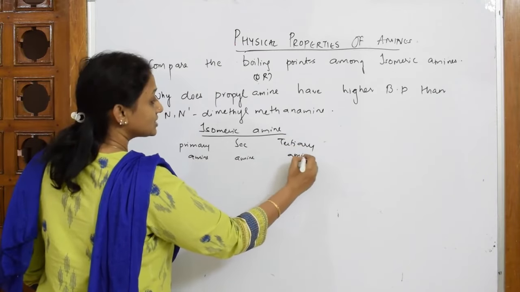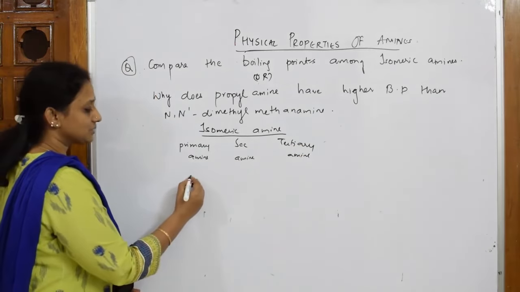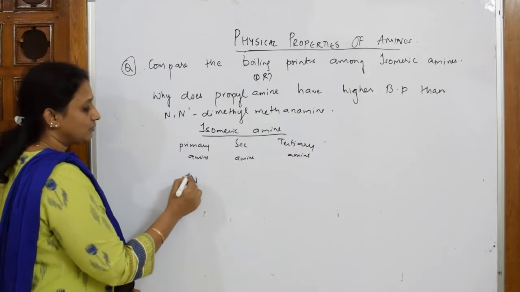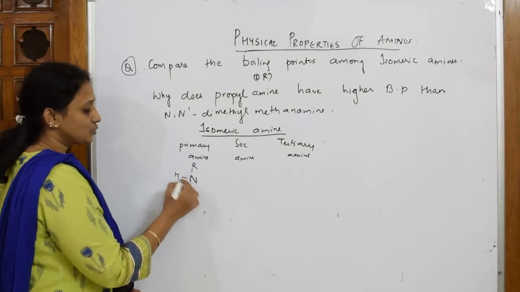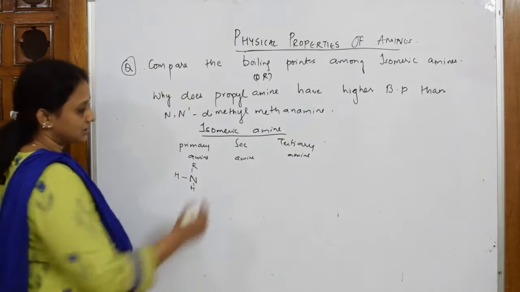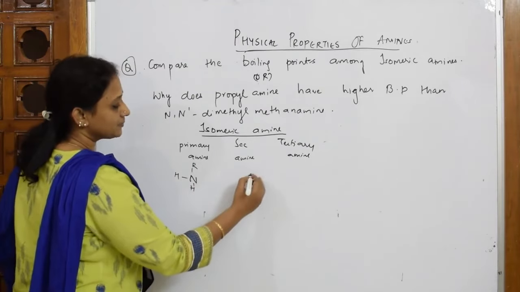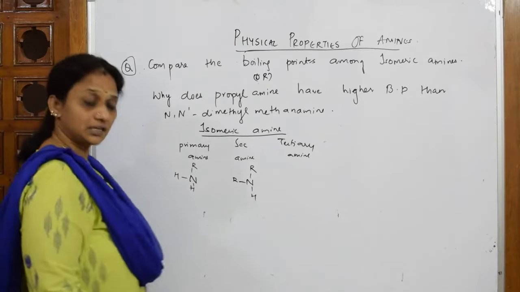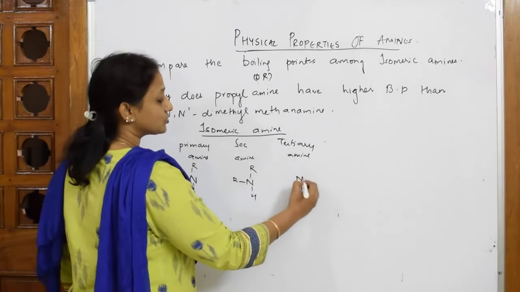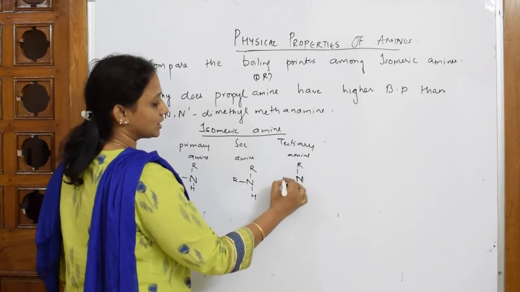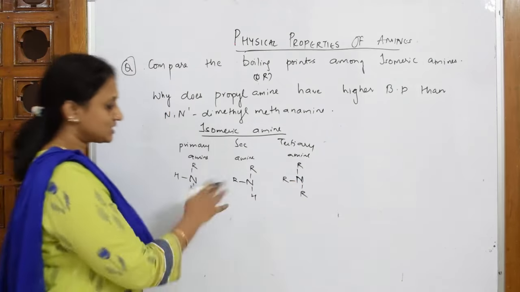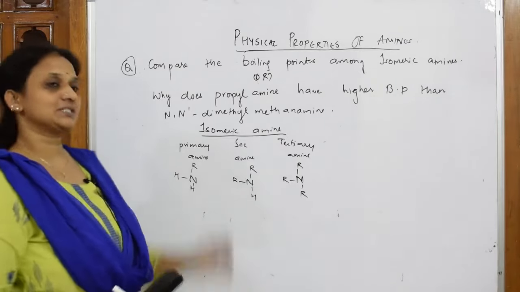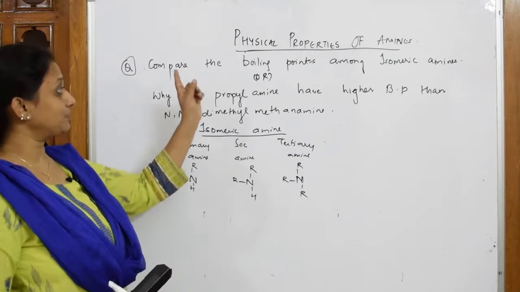What actually is a primary amine? Primary amine is nothing but nitrogen with one alkyl group and two hydrogens. Secondary amine is nitrogen with two alkyl groups and one hydrogen. Tertiary amine is nitrogen with three alkyl groups and no hydrogen. These are isomeric amines, right? Simple. Now they said compare the boiling point.